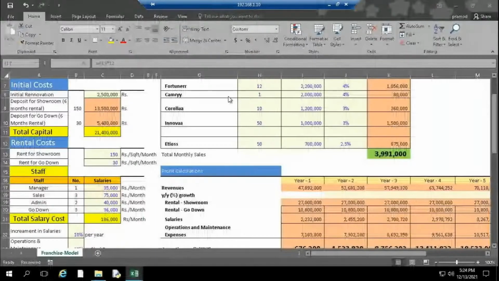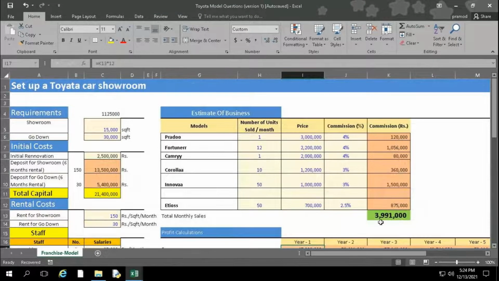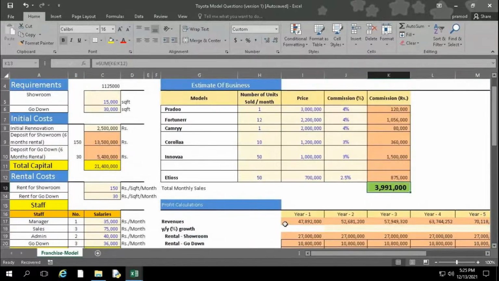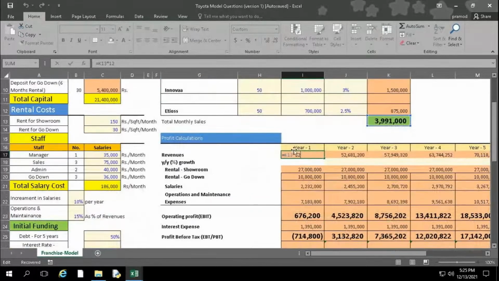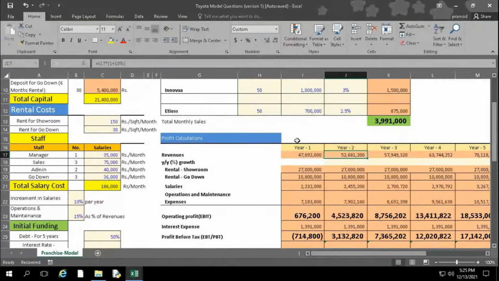So revenue is the sum of all your commission values. So the same amount you need to take here, but it is for the year. This commission amount is for the month. They have given the number of units sold, month, price and commission. So here I'm finding out for the year. So what I need to do is multiply this by 12. Same thing, 10% growth you have every year.